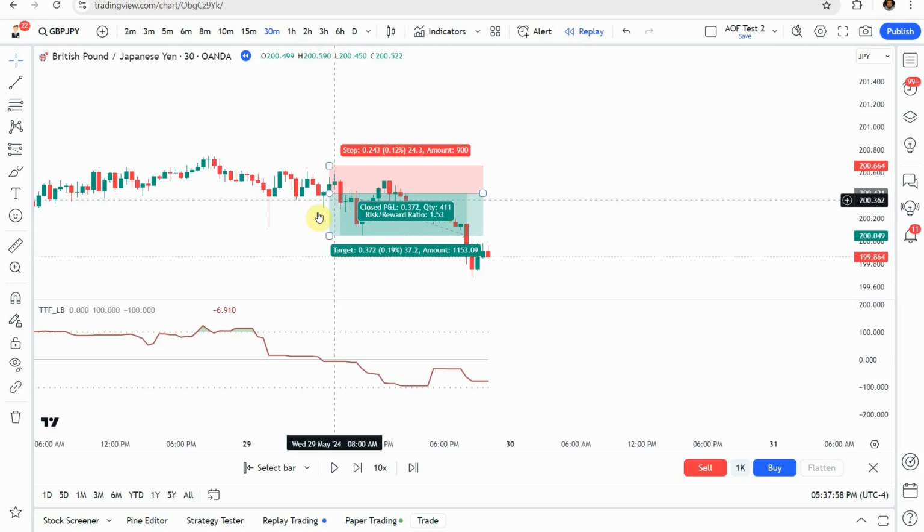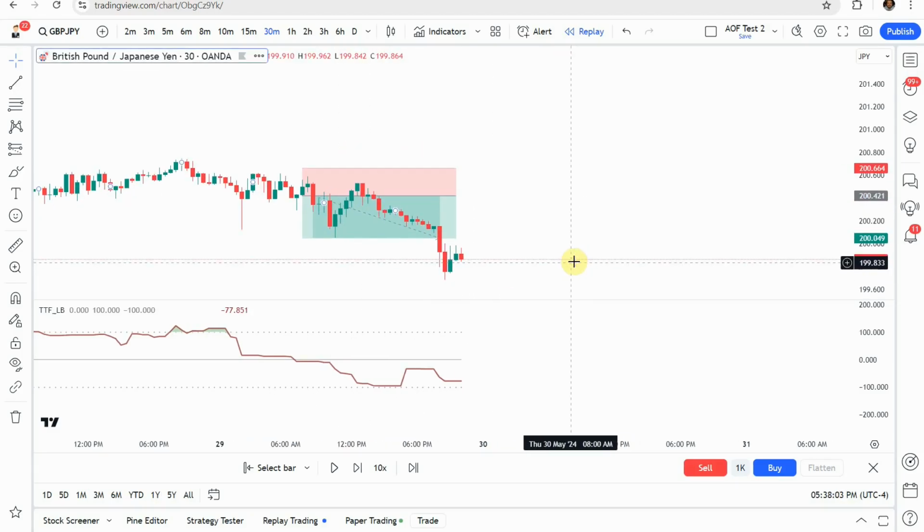And it takes just a little bit longer. We come down, bounce back up, and then make this push to the downside, getting us to our take profit once again. Alright, so that puts us at the end of the testing right there.